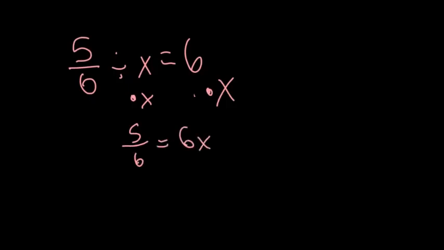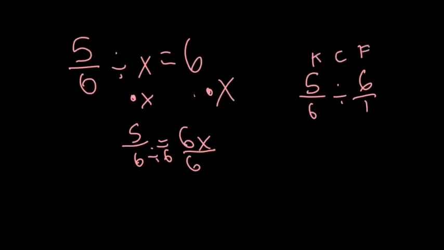So now to solve it, we got to divide by whatever numbers are with that x, which is the 6. So we're going to divide by 6. So it's going to be 5/6 divided by 6. So let me pull that off to the side so it looks a little cleaner. So I'm going to put 6 over 1, and then do keep, change, flip. So that'd be 5/6 times 1 over 6.